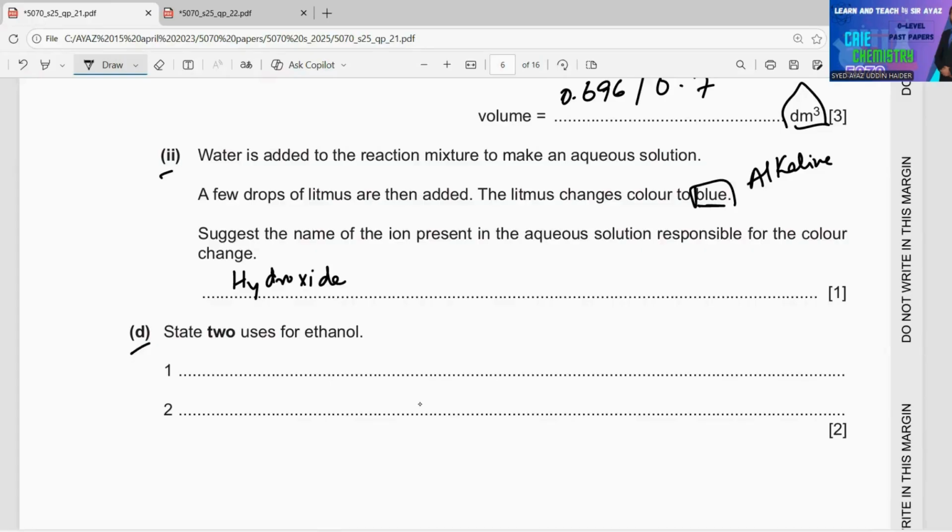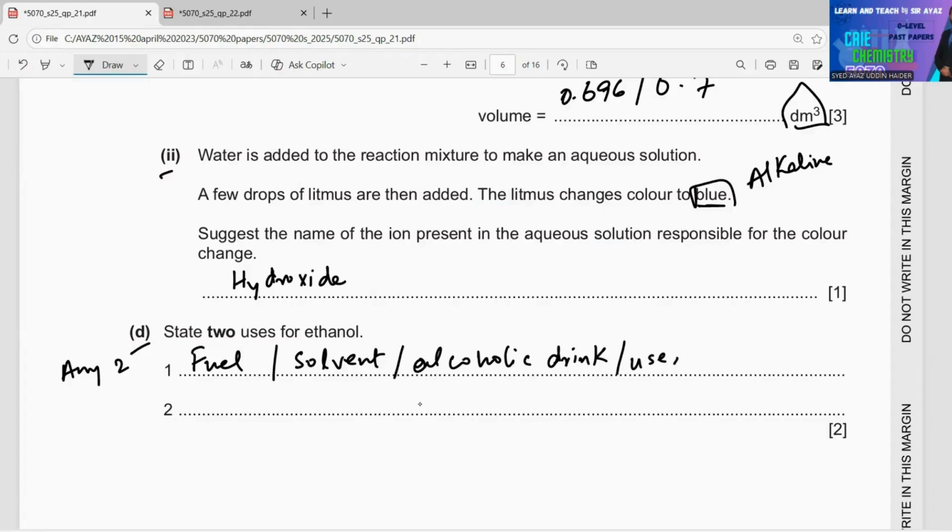D. State 2 uses of ethanol. You can write any two from these: either fuel, solvent, alcoholic drink, and they are also used to make ethanoic acid. So you can write any two from this.